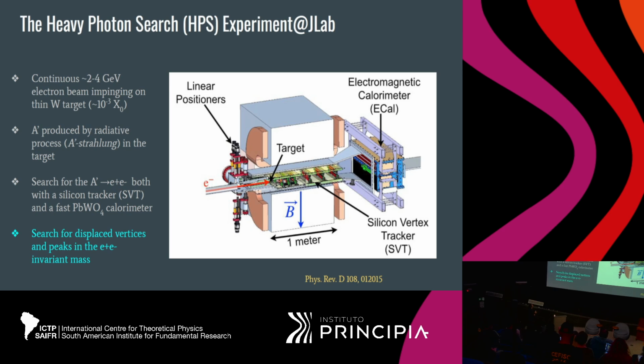We have a thin tungsten target, in this case where the A' Strahlung reaction occurs. And then you have a silicon vertex tracker and a calorimeter made of lead tungstate, which is an inorganic scintillating material, to detect the displaced vertex and search for an invariant mass peak.